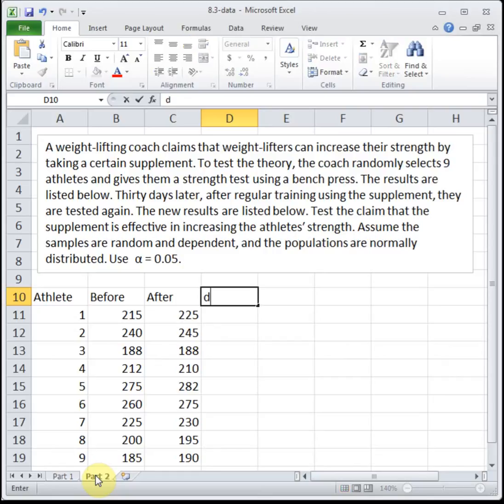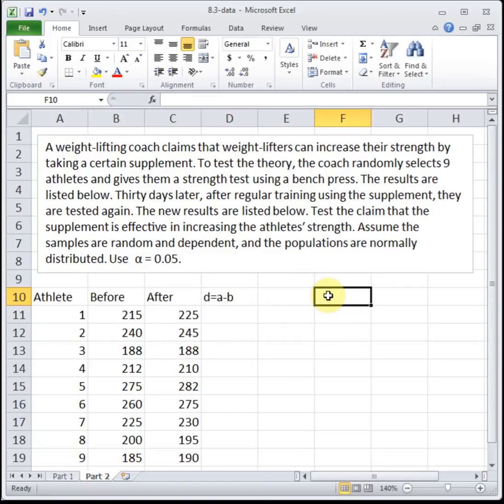If we're claiming that this supplement is effective in increasing strength, that means the after should be bigger. So if I set my difference up to be after minus before and after is bigger, this difference should be a positive number.